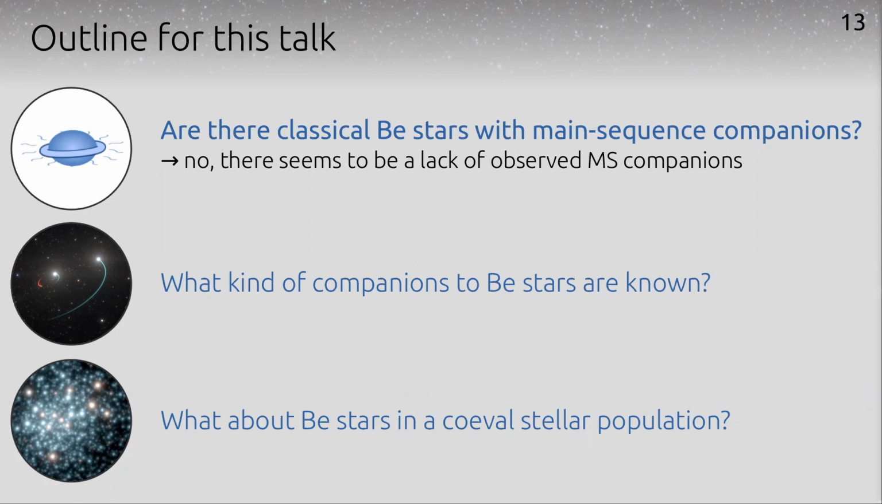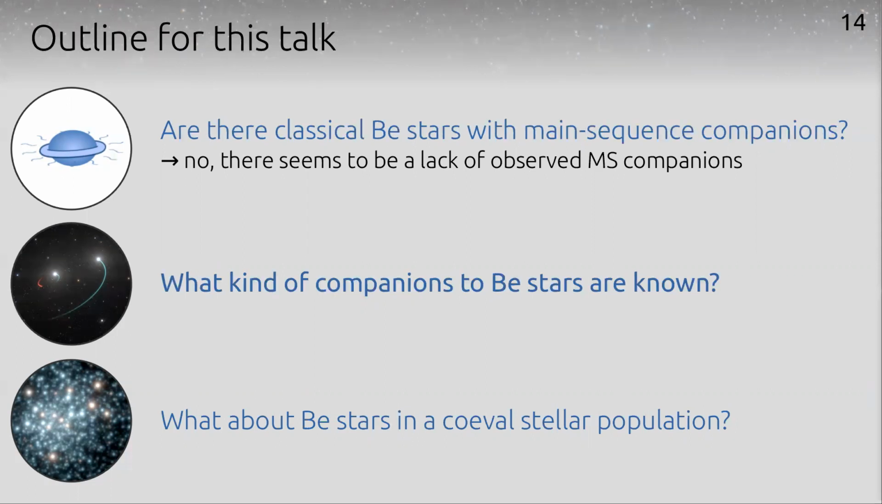But it gives already an idea because, as I said, main sequence companions are much easier to detect than these stripped star or neutron star or black hole companions, on which I want to focus now, because those are the kind of companions that are known to classical BE stars.